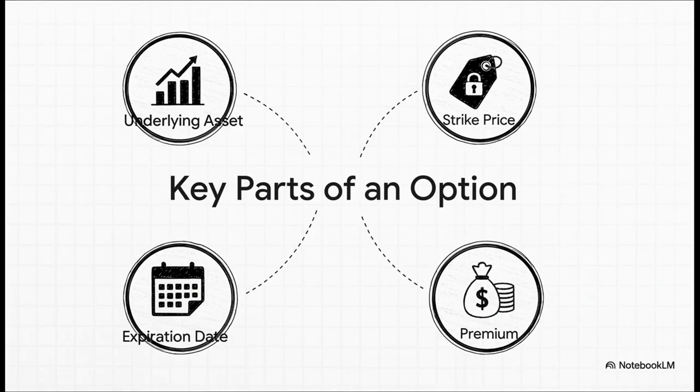And every single option contract is built from the same 4 pieces. You've got the underlying asset, that's the stock or ETF you're betting on. You have the strike price, which is that price you locked in. There's an expiration date, which is your deadline. And finally, the premium. That's just the price you pay for the contract itself. It's your down payment.